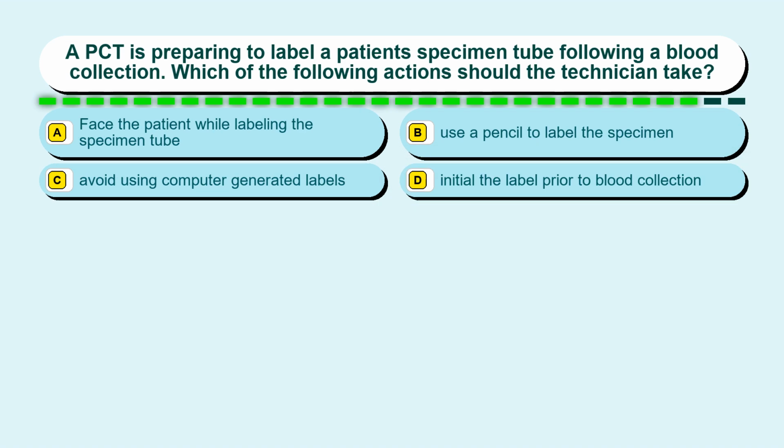Question 53. A PCT is preparing to label a patient's specimen tube following a blood collection. Which of the following actions should the technician take? Option A, face the patient while labeling the specimen tube. Option B, use a pencil to label the specimen. Option C, avoid using computer-generated labels. Option D, initial the label prior to blood collection.